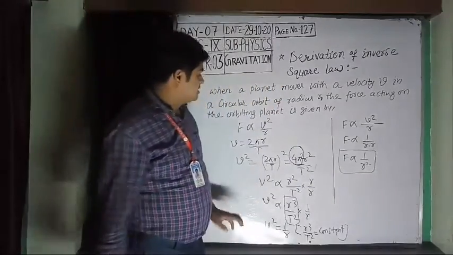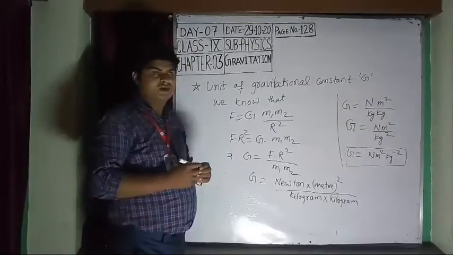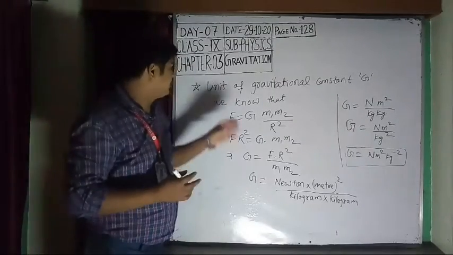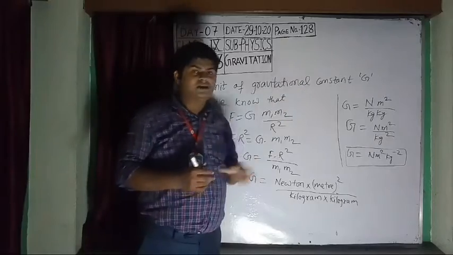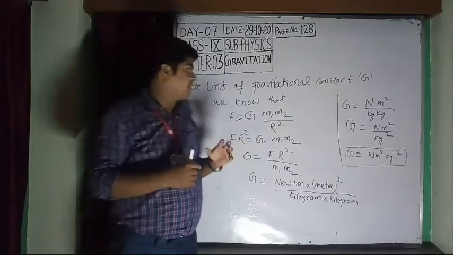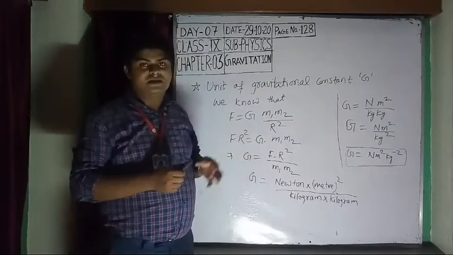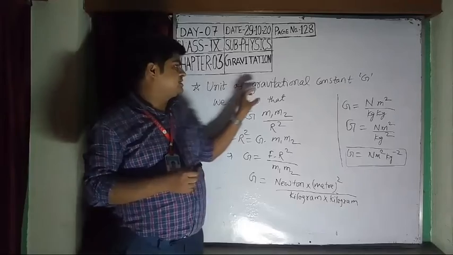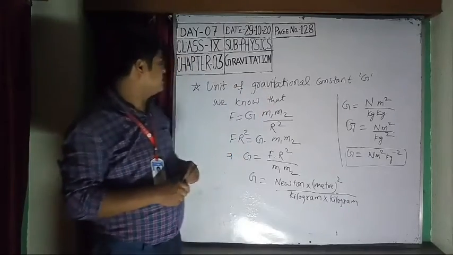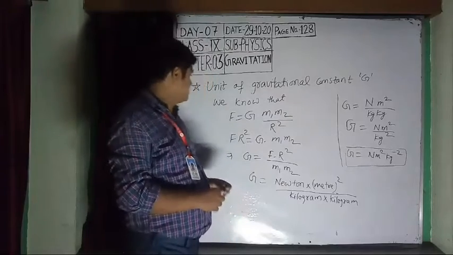Okay, students. Now let us see the next topic: unit of gravitational constant G. In day 2 I explained this topic, but here let us see it in detail because this topic is here. So let us see the unit of gravitational constant G.